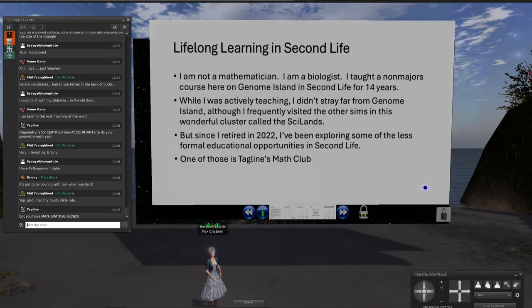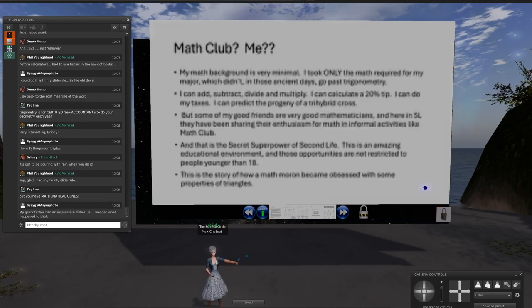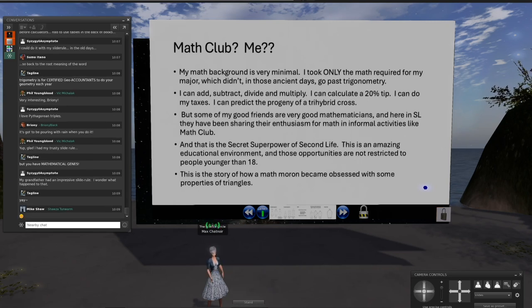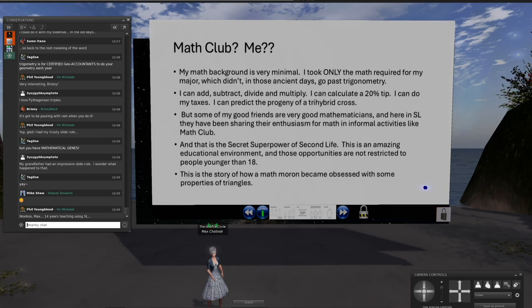But since I retired, I've been looking at some of the other less formal educational opportunities in Second Life. And one of those is Tag's Math Club. And anybody who knows me well is going to say, "What are you doing in a math club?" Because my math background is very, very minimal. I only took the math that was required for my major, which in the ancient days when I was an undergraduate did not go past trigonometry. So that's all the formal math I have. Well, plus some statistics that I got later in graduate school. That's about it. So I am arithmetically literate, I would say.